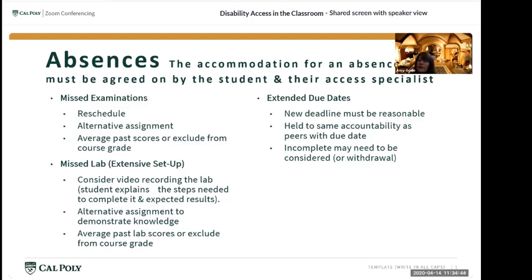So what were the other chat questions? That was it. There was only one more and I answered it in the chat, just wanting to know how many access specialists we have and the caseload size. And do you have anything to add to this slide, Danielle?